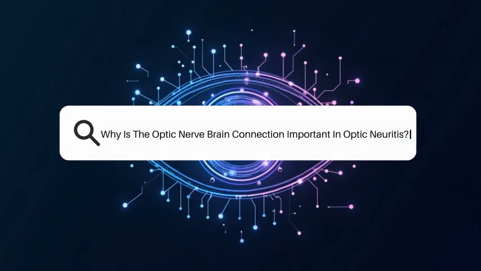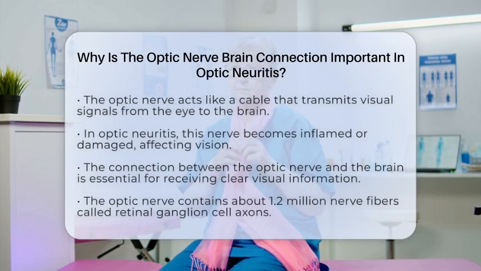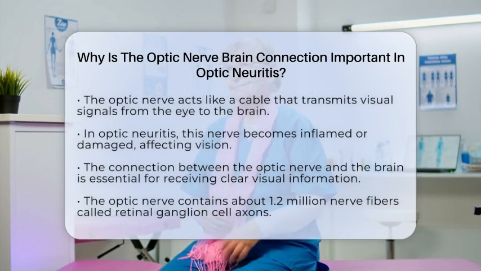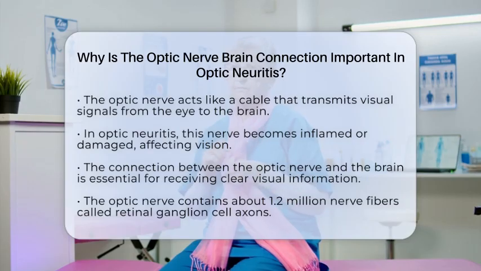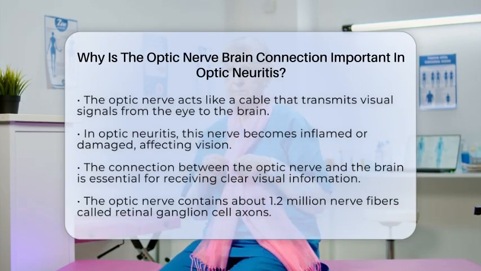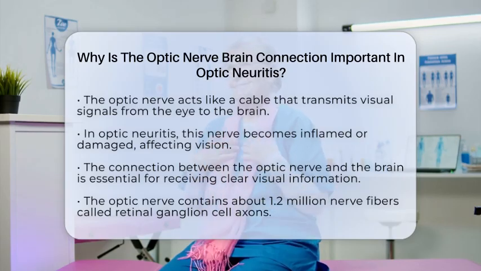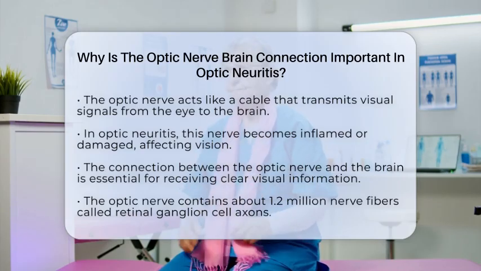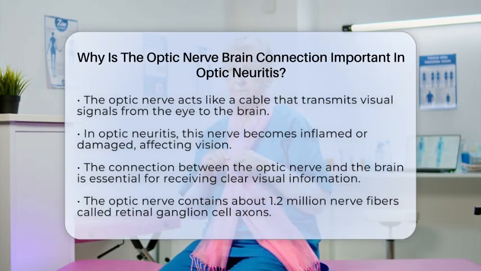Why is the optic nerve-brain connection important in optic neuritis? Imagine your eyes as cameras sending images to your brain for interpretation. The optic nerve acts like a cable that carries these visual signals from your eye to your brain. In optic neuritis, this cable becomes inflamed or damaged, which can cause serious problems with how you see.